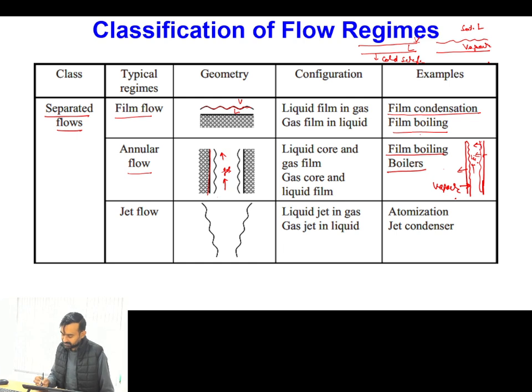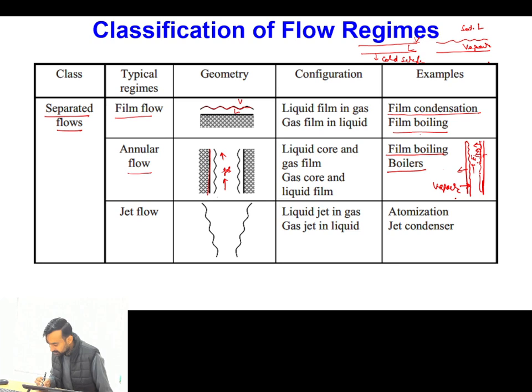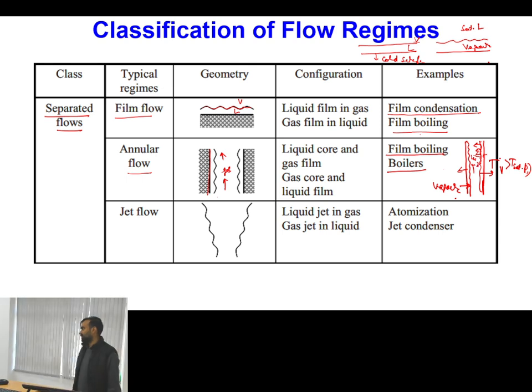So from this particular zone, this interface between the liquid and the vapor, your boiling will take place. Typically in this type of boiling scenario, vapor temperature is more in comparison to the saturation temperature of liquid at the given pressure. So then boiling starts from the interface between the vapor and the liquid.